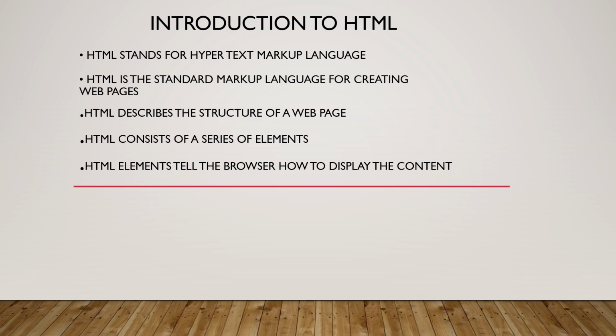Web page. A web page is a document which is commonly written in HTML and translated by a web browser. A web page can be identified by entering a URL, and a web page can be of the static or dynamic type. With the help of HTML only, we can create static web pages. These are the introductions of HTML.